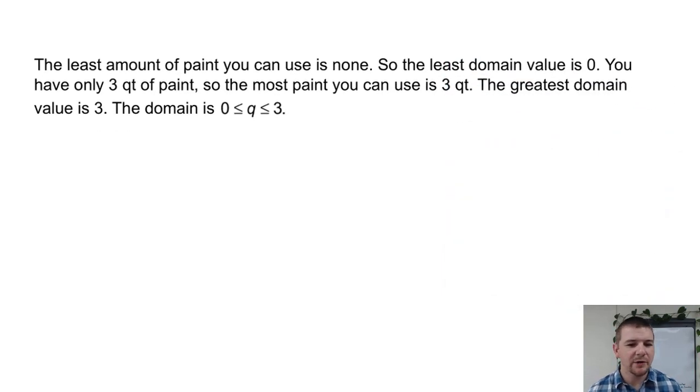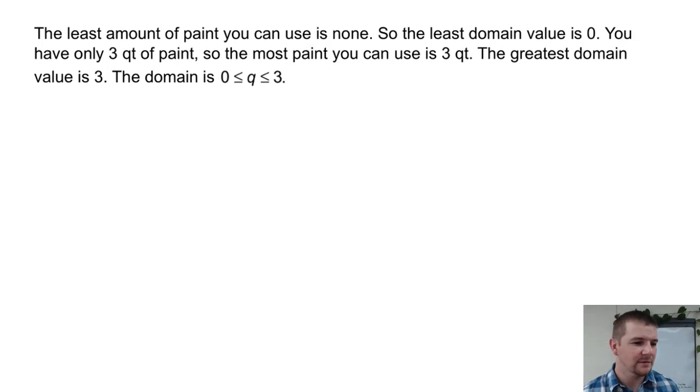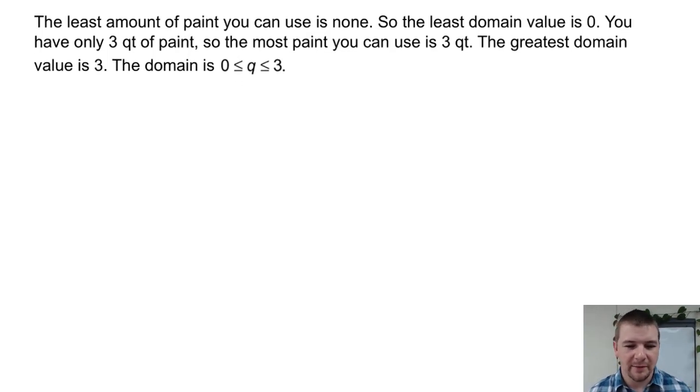So the least amount of paint you can use is none. It's possible to use no paint. So the least domain value is 0. You only have 3 quarts of paint, so the most paint you can use is 3 quarts. Basically, our graph doesn't need to go any further than that, because in this situation, it doesn't make sense. Those domain values aren't reasonable. So the domain is 0 ≤ Q ≤ 3.